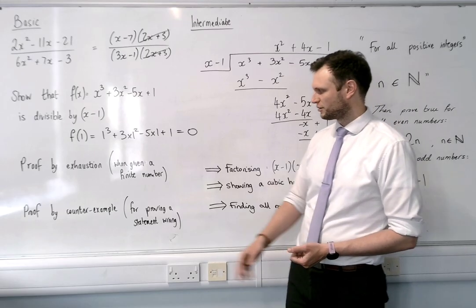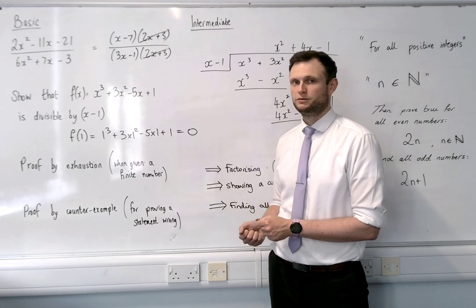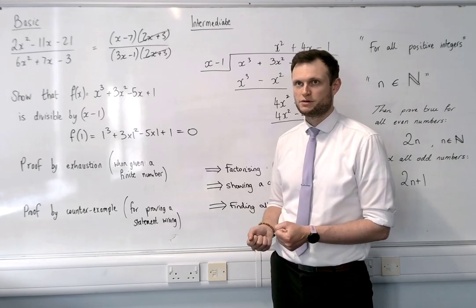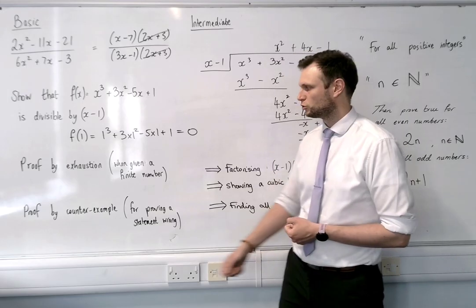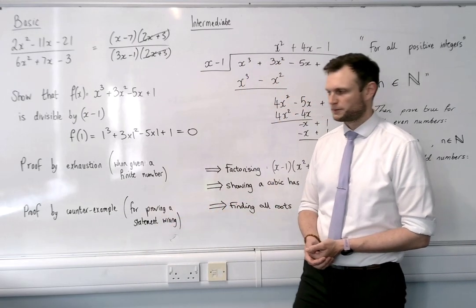If you want to show that something is not true, the easiest thing to do is just find one example where it's not true and write that down. So that's called proof by counterexample, and it's for disproving a statement.